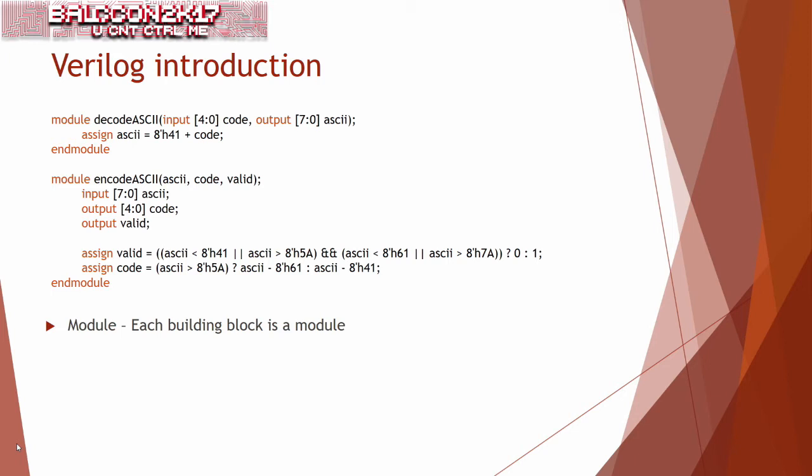But in this case, there is no keyword var. But that one is the default one. If you don't put anything for the input or output, it's basically a var. And you just put the width of it. So this is 8-bit ASCII. So we are getting the 8-bit ASCII, and we are getting the 5-bit output as a code. And we are also getting 1 bit as a valid signal.